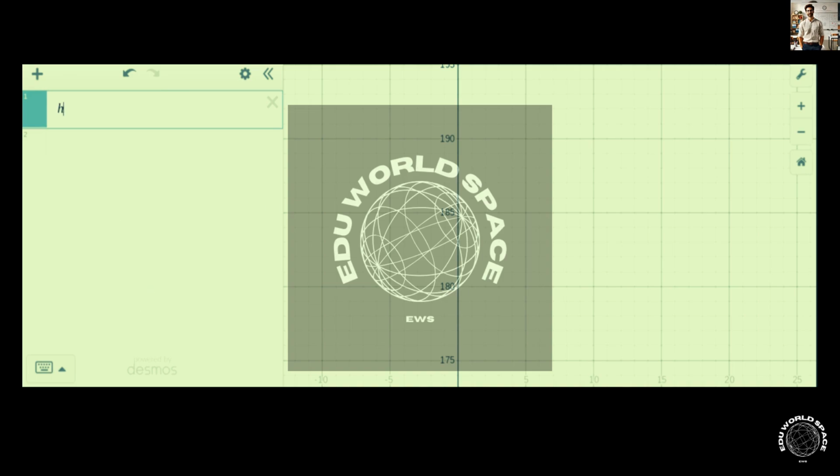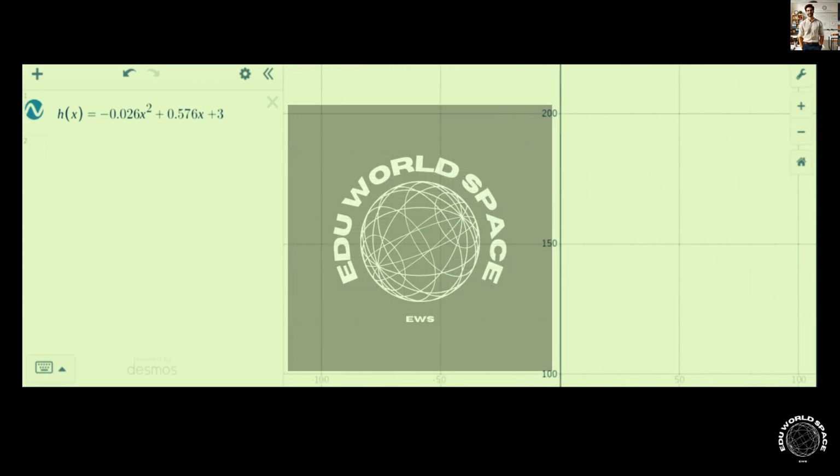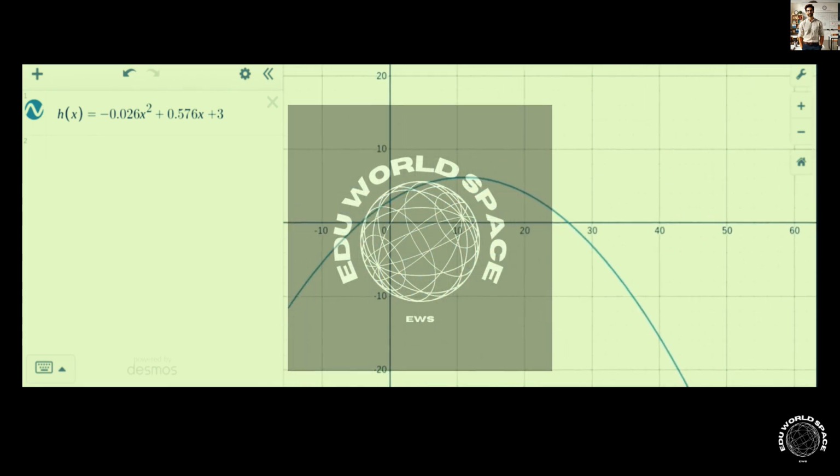So we have h of x is equal to negative 0.026x squared plus 0.576x plus 3. And so with Desmos.com, I can zoom out and see everything I need to see and zoom in with what I need.